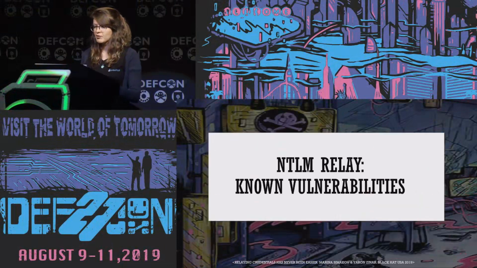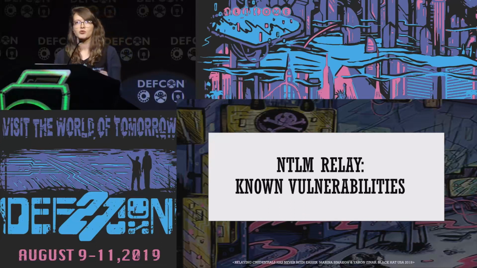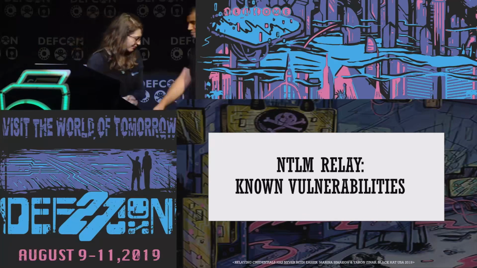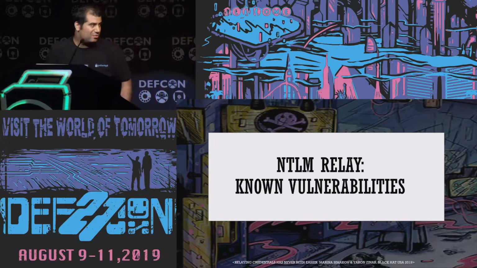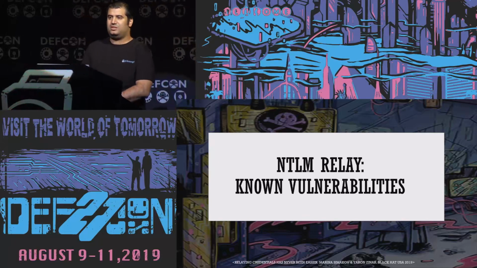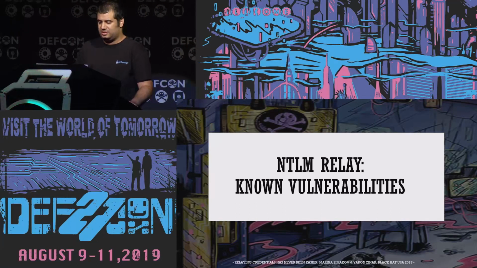Okay, so we've seen some of the mitigations. Let's now discuss some of the vulnerabilities. We'll show you some old vulnerabilities which were previously discovered, and then we'll show you how we bypassed all the mitigations that I've just presented. Thanks, Marina, for that great introduction. Over the years, many vulnerabilities were found that allowed attackers to launch successful NTLM relay attacks. I'll now review a few of them.